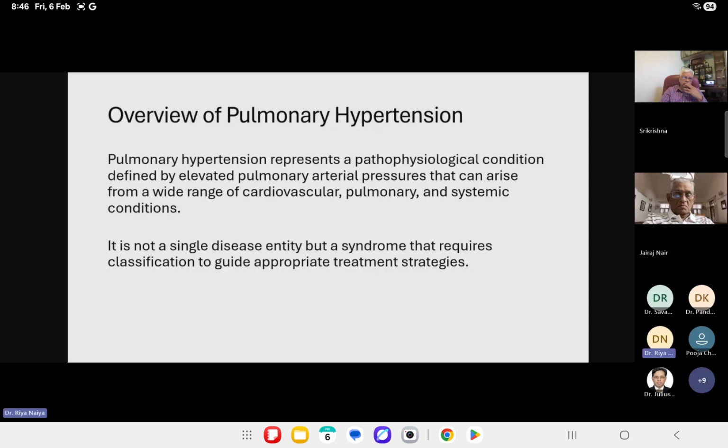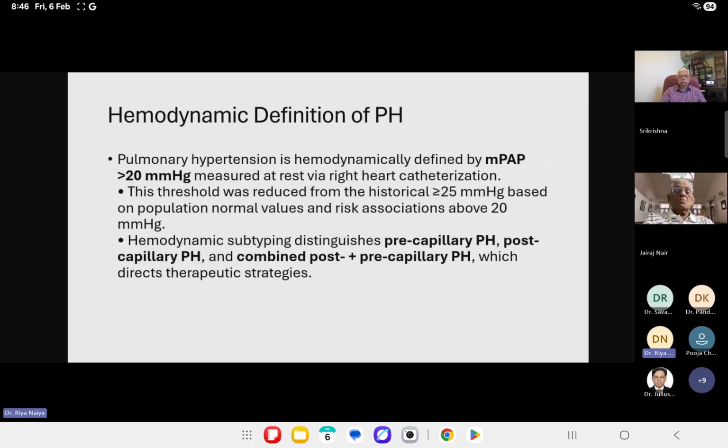Coming to the hemodynamic definition, pulmonary hypertension is hemodynamically defined as mean pulmonary arterial pressure of more than 20 millimeters of mercury measured at rest via right heart catheterization. This threshold was previously 25 millimeters of mercury, but now it has been reduced to 20 based on population normal values and risk associations above 20. Hemodynamic subtyping is a type of classification which helps in distinguishing pre-capillary PH, post-capillary PH, and combined pre plus post-capillary PH, whose management is different and hence it directs the therapeutic strategies.